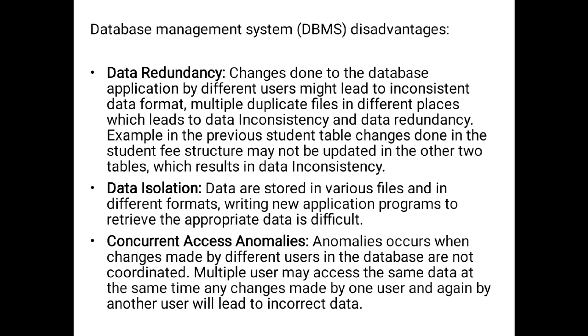Next is concurrent access anomalies. Anomalies occur when changes made by different users in the database are not coordinated. Multiple users may access the same data at the same time, and changes made by one user and again by another user will lead to incorrect data. That also results in data inconsistencies. So these are some of the disadvantages.